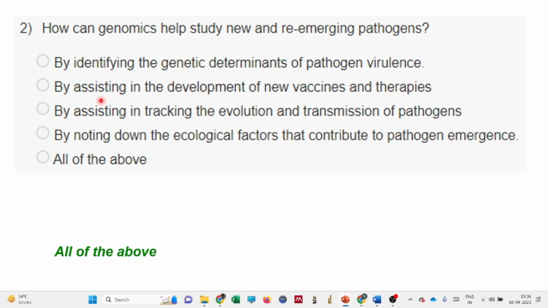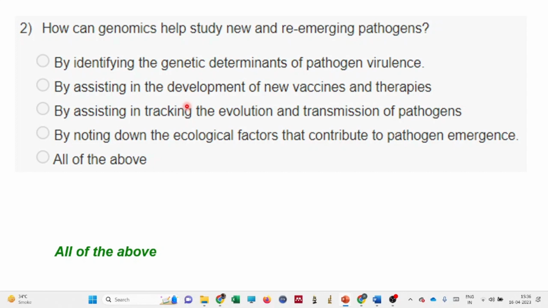Also, it can assist in the development of new vaccines and therapies. As I said, it can identify new vaccine targets. Genomics can reveal new protein targets that are very specific to a pathogen and are essential for its survival, growth or virulence. These targets can then be used to design new vaccines that induce a stronger immune response against the pathogen without affecting the host.